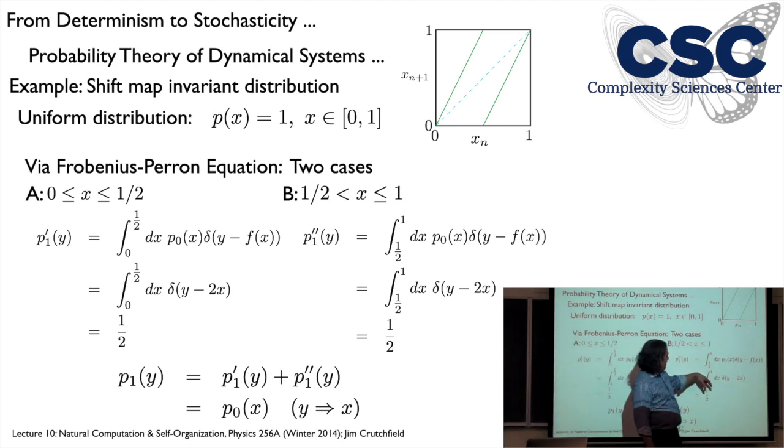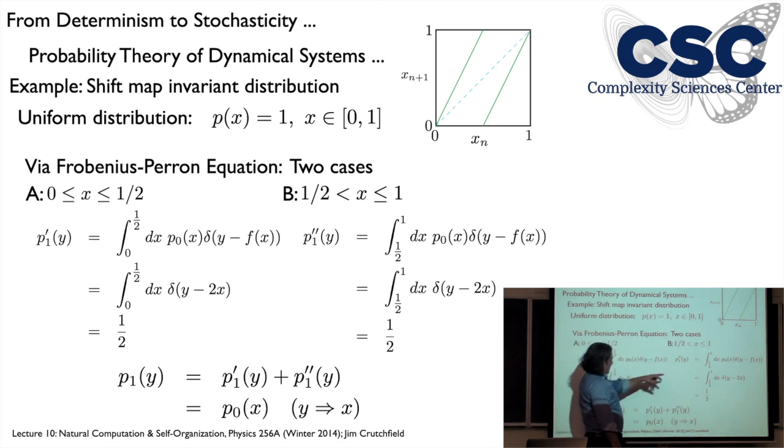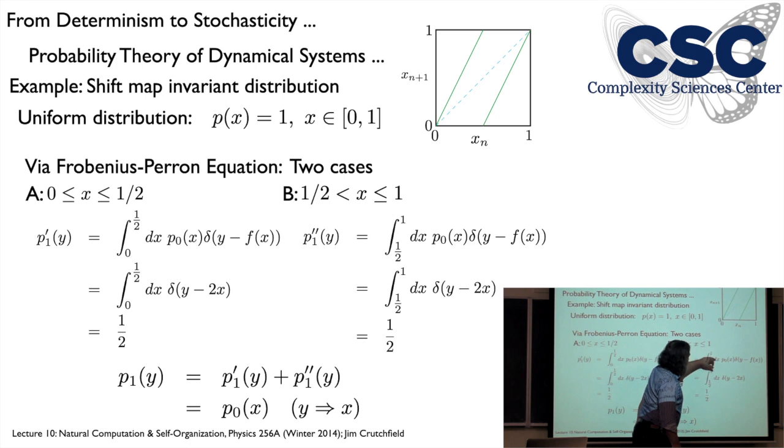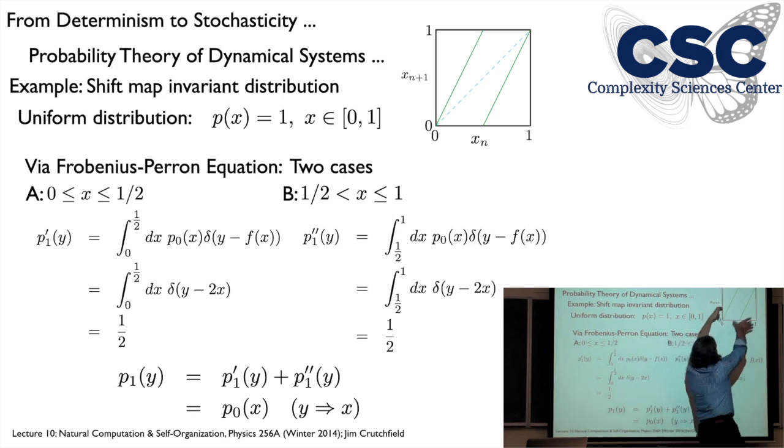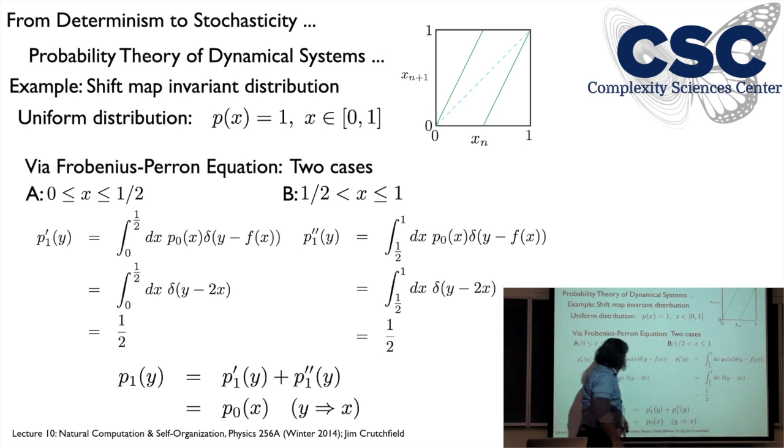And then same thing up here. All that's different are basically how we're integrating, because the map is still the same. So we get a half and a half, and then we add those 2 for each y. We add those 2 contributions up, and we get the half and a half. We get a uniform distribution again.